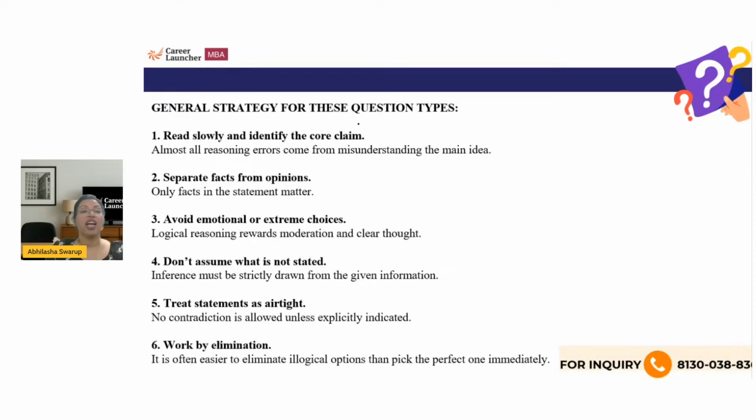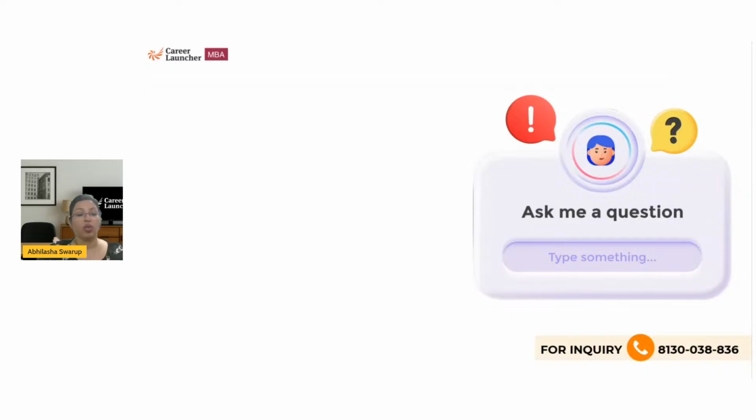All right. General strategy: read slowly and identify the core claim, separate facts from opinions, avoid extreme or emotional choices. Don't assume something that's not stated. Treat statements as airtight. Work by elimination. Okay.